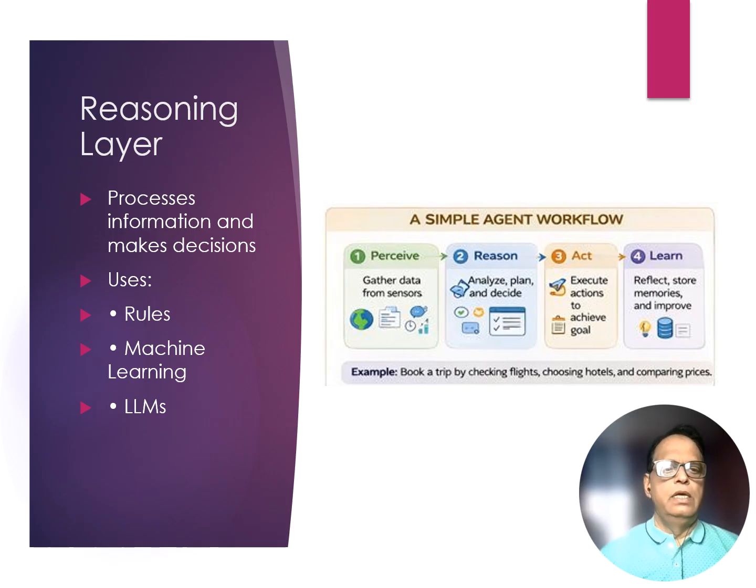Then there is a reasoning layer, where the information is processed and the decisions are made. It can make use of rules, it can make use of machine learning, and it can also make use of large language models. These are the things that are used in order to take the decision.